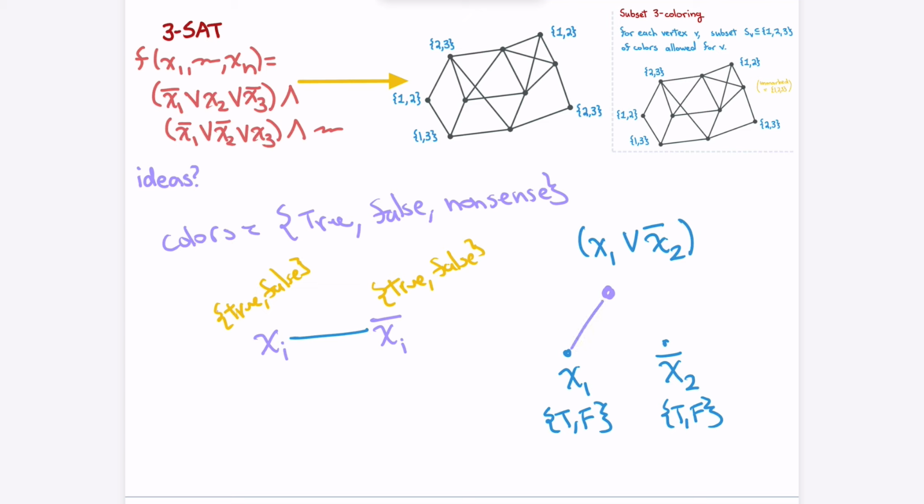Now we can add something like this, and so I can add a vertex like this, and I should only be able to color the vertex if at least one of them is not false, or something like this.